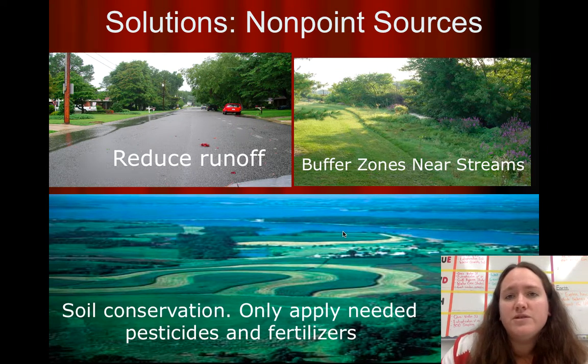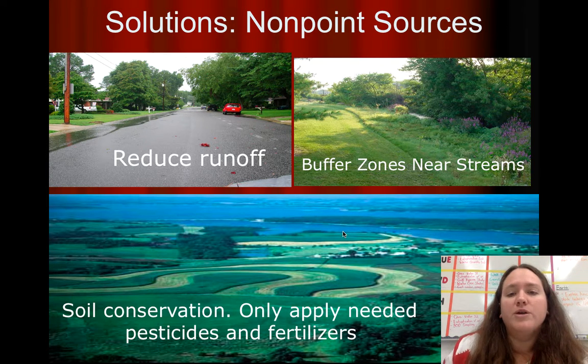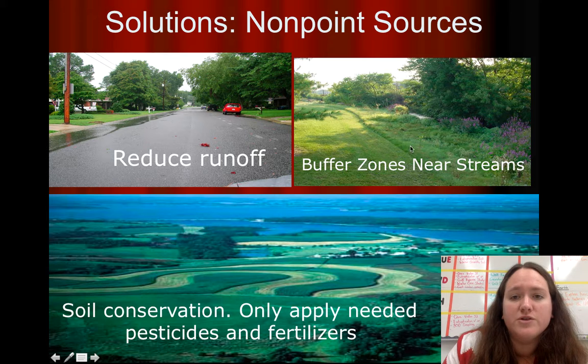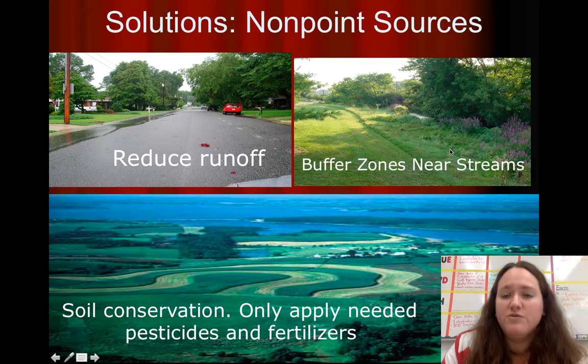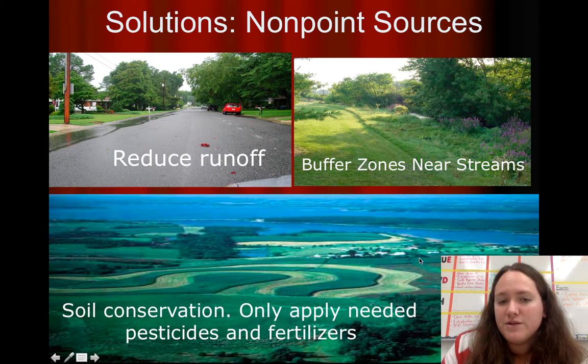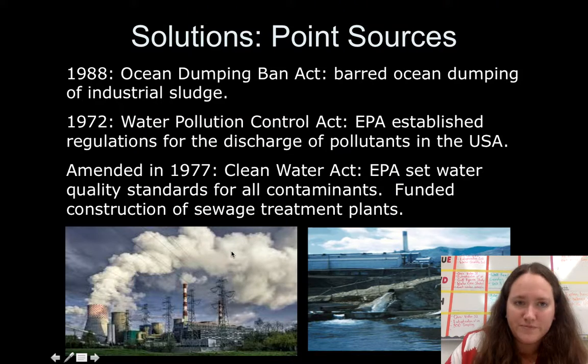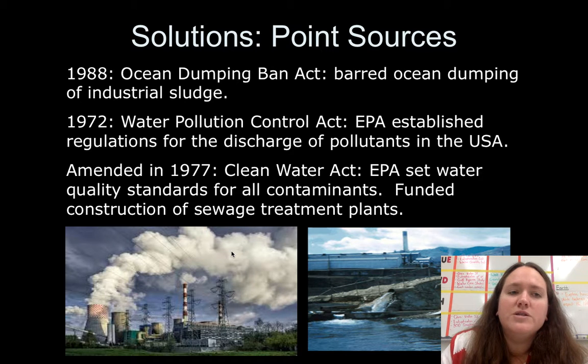Some solutions to these non-point sources are reducing water runoff in the first place. We can also create buffer zones near streams. So in other words, the water has to travel through a lot of vegetation before it gets to the stream. That will clean it. You can do soil conservation methods that we talked about before. Only apply the amount of pesticides and fertilizers that we need to reduce all these water problems. With point source pollution sources, it's a little bit more complicated.